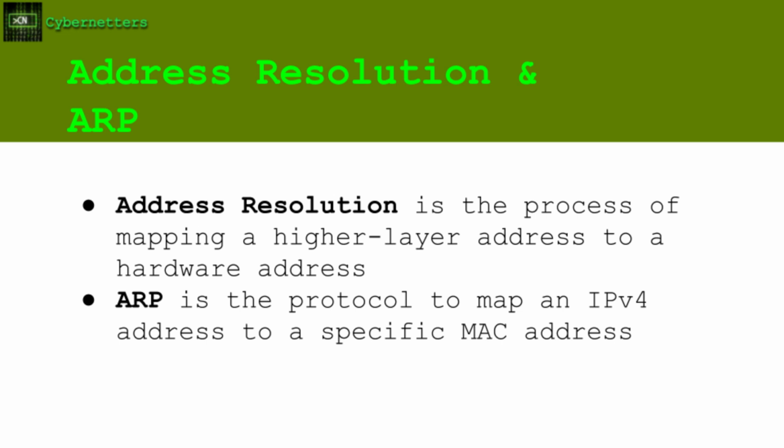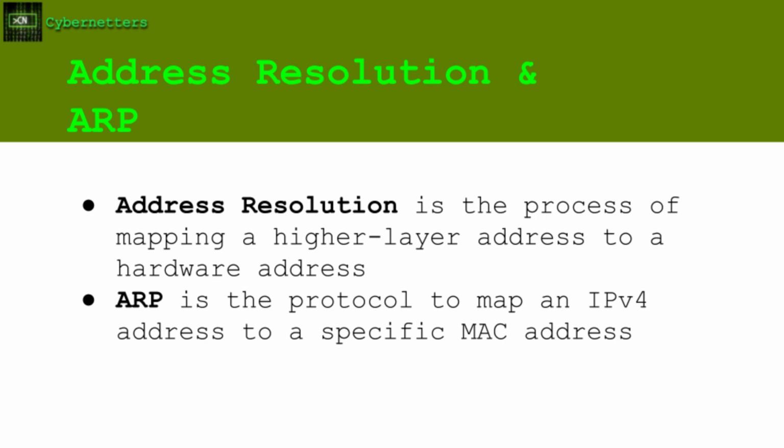And then we have ARP, which is also known as the Address Resolution Protocol. ARP is the protocol to map an IPv4 address to a specific MAC address. So let's talk about the ARP process.